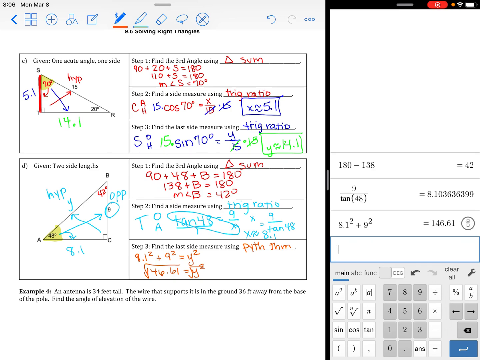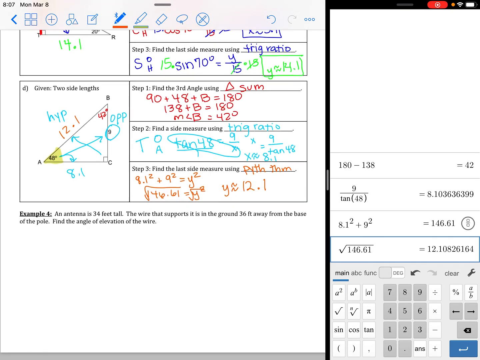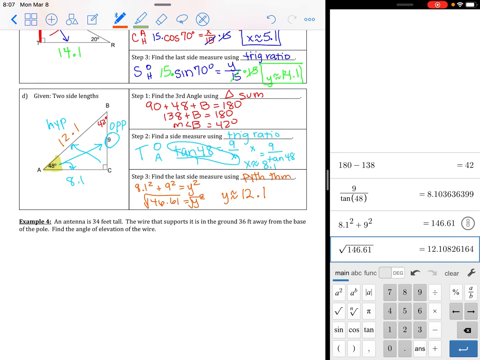So to get the y by itself, I'm going to take the square root. All right, and so y is approximately 12.1. Just want to double check and make sure that my hypotenuse is the longest side, and it is. So now I have all three side lengths and all three angle measures.